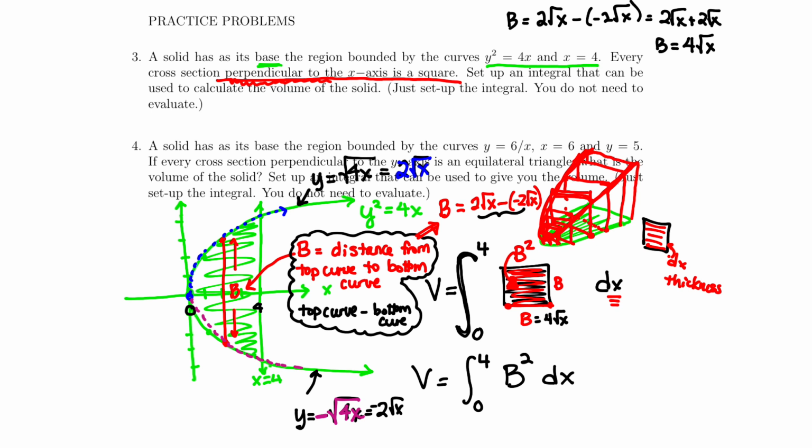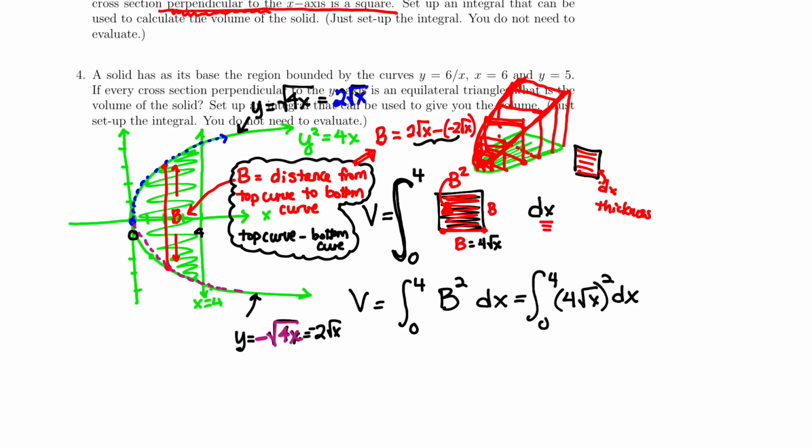Why does it have an x in it? Because we know these squares get smaller and smaller the closer you come here, and bigger the closer you come here. Those squares are changing. And when you change that distance, that's where the x comes from. Depending where that x is, that changes that distance. So what does that mean? My volume is 0 to 4. My base is 4 square root of x. To get the area of that square, it's going to be 4 square root of x dx.